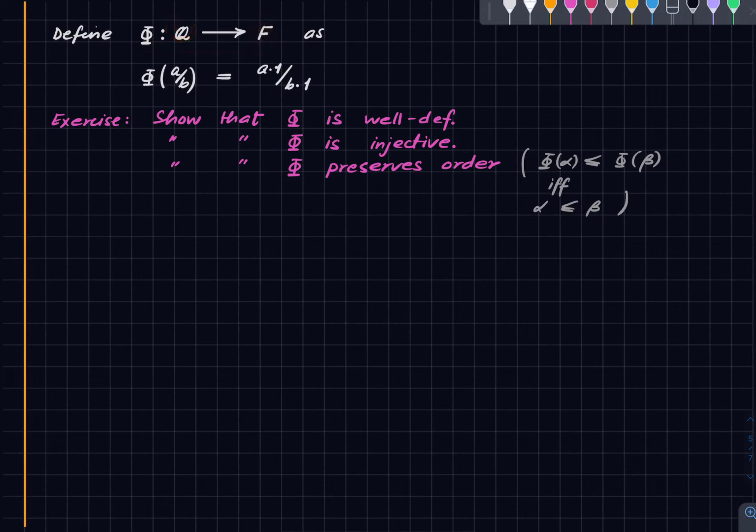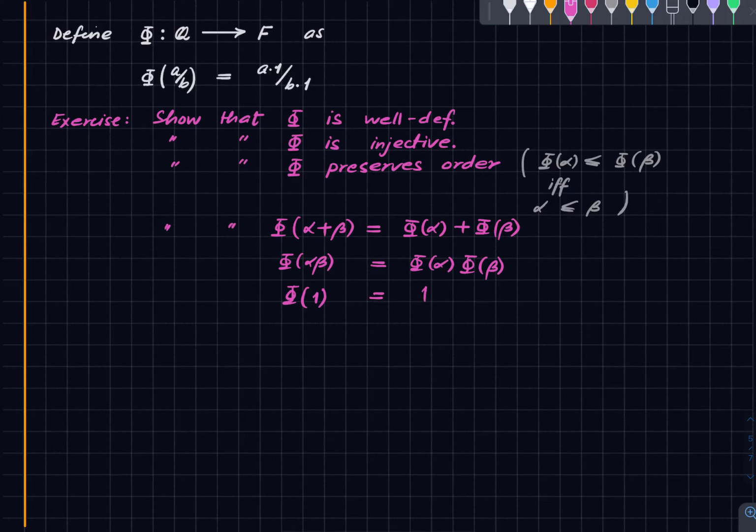which preserves the ordering, and one more thing, it preserves the algebra. So show that phi of alpha plus beta equals phi alpha plus phi beta, and phi of alpha times beta equals phi alpha times phi beta, and one more thing, phi of the multiplicative identity is the multiplicative identity. All of these are very, very simple, trivial exercises, in fact.